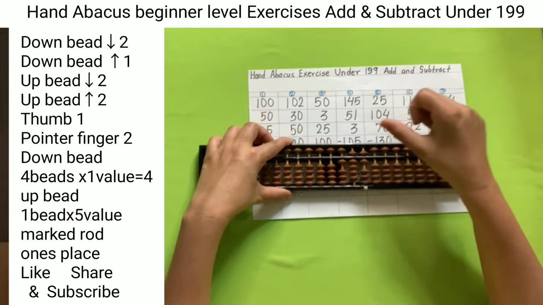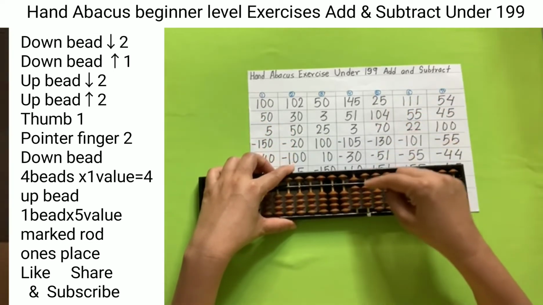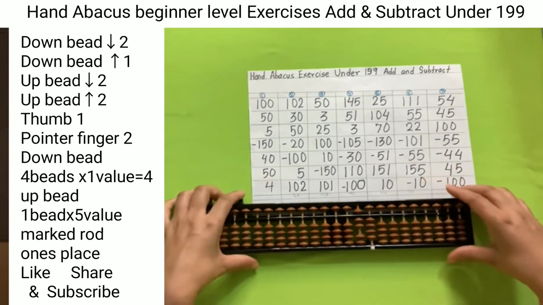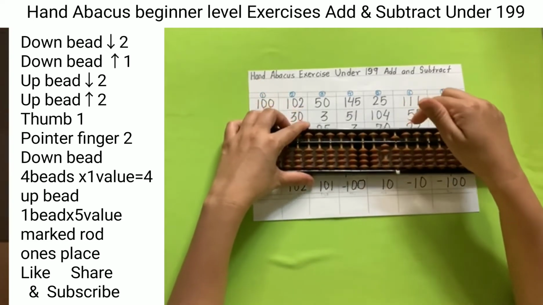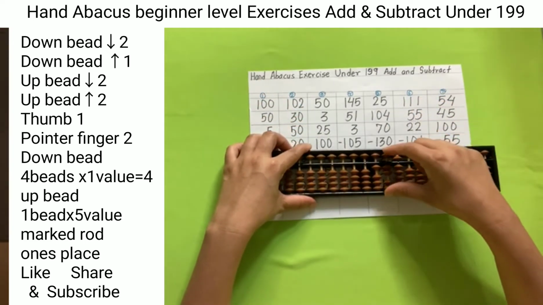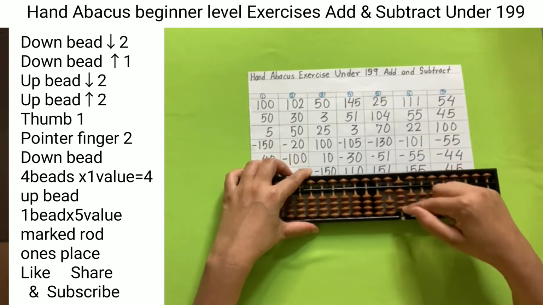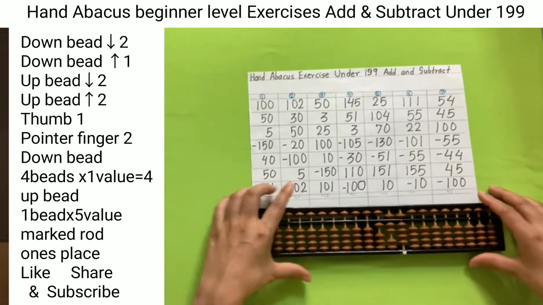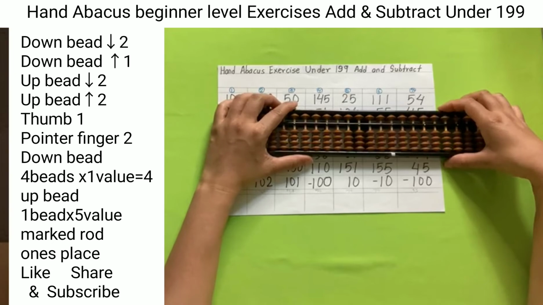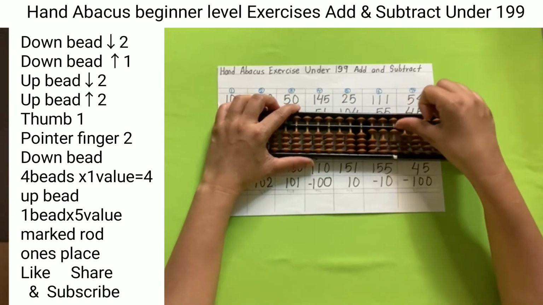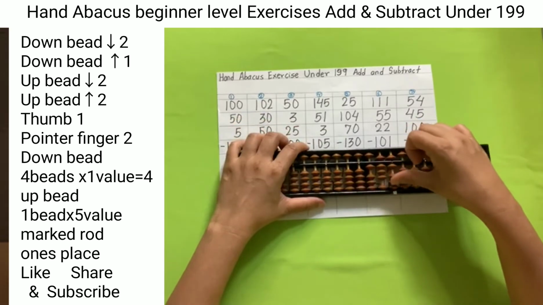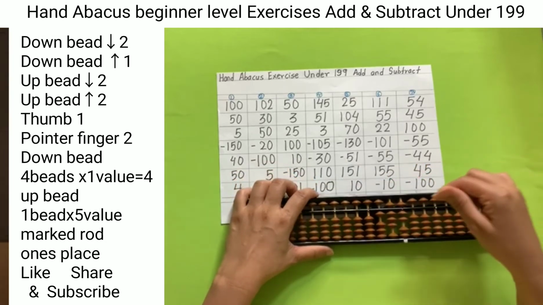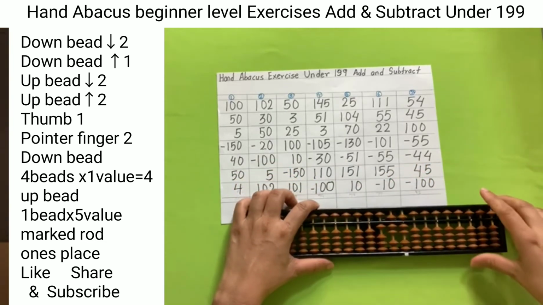145, add 51, add 3, reduce 105, reduce 30, add 110, reduce 100. Your answer is 74. Add 25, add 104, add 70, reduce 130, reduce 51, add 151, and add 10. Your answer is 179. Number 6: add 111, add 55, add 22, reduce 101, reduce 55, add 155, reduce 10. Answer is 177.